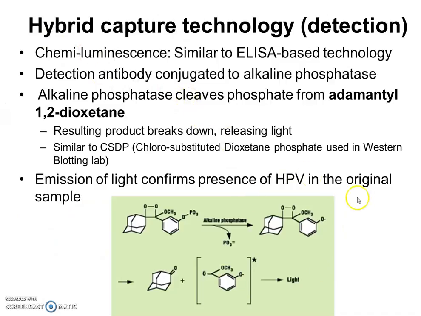This is just some details on the detection system. So it's an alkaline phosphatase cleavage of this substrate that results in an end product of these two, which you don't need to know what they are, but the end product is a photon of light given off, and that's what we detect.